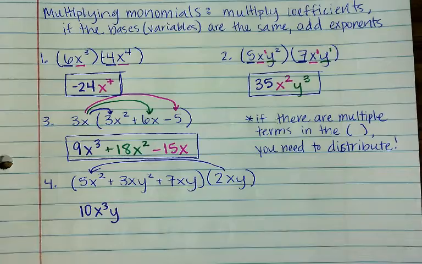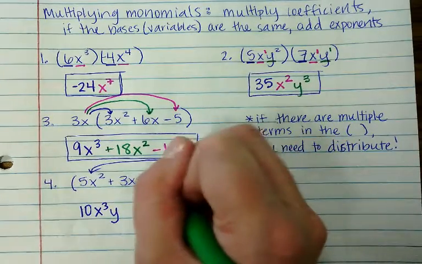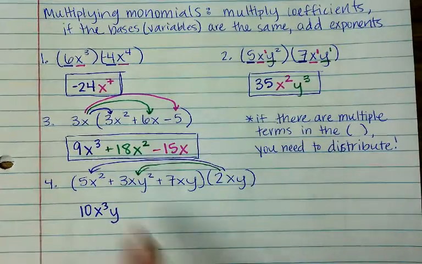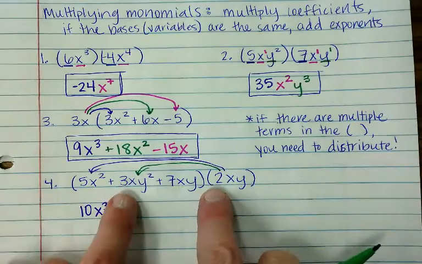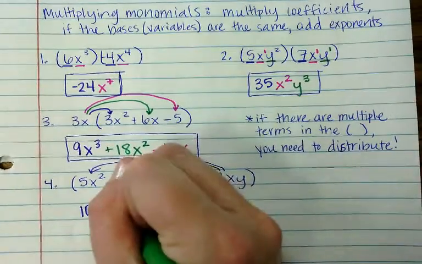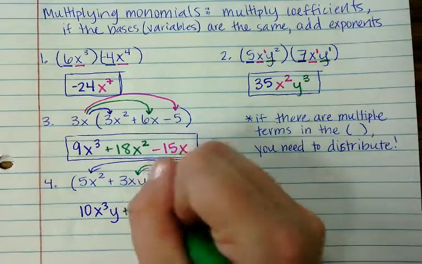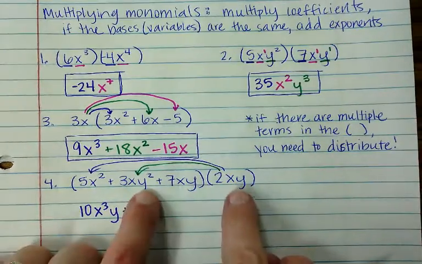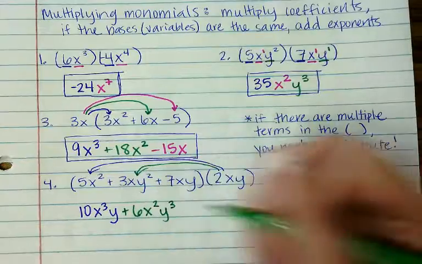So we have to make sure we are looking at each variable. All right? And then I take my 2xy, and I'm going to multiply it by 3xy squared. So 3 times 2 is 6. X times x is x squared, and y squared times y is y cubed.